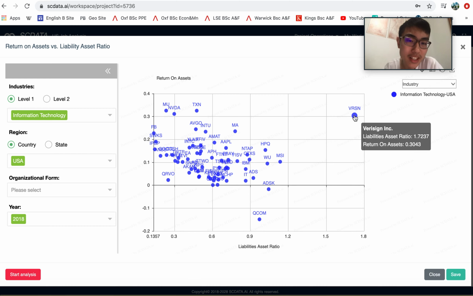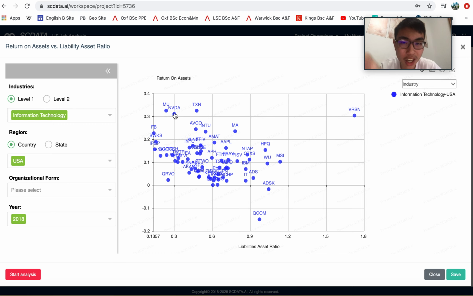So let's look at this VeriSign right here. VeriSign now has a high liabilities asset ratio, which means it borrows a lot of money, no matter if it's bank loans, debentures, overdraft, it borrows a lot of money, and it also generates a high return. So this is relatively safe, but we want companies here.